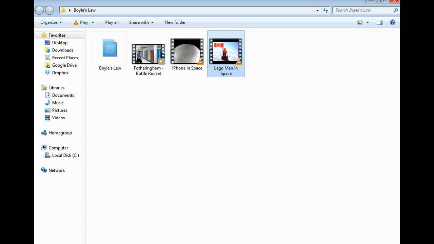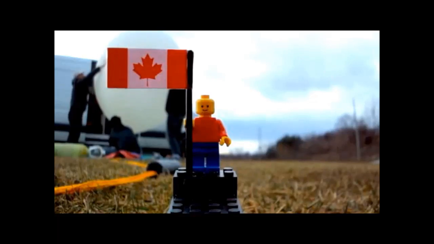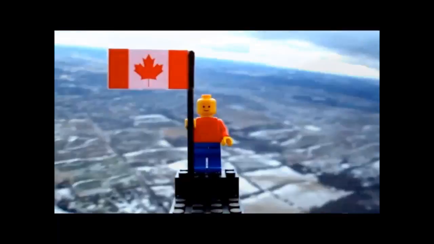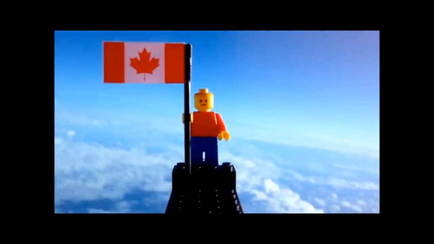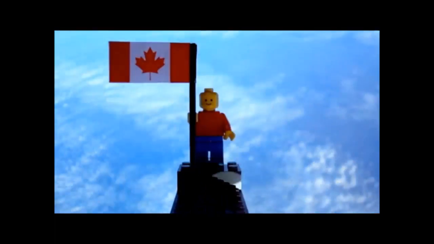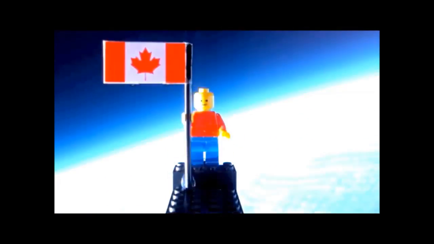Before I begin this tutorial, I want to show you a really neat video. It's called Lego Man in Space. Now what the person did is they put a little Lego piece and they attached it to a helium balloon. And you can see it goes up and up and up. And if you look, I know it's a little hard to see right now because it's fast, but you can see the curvature of space.